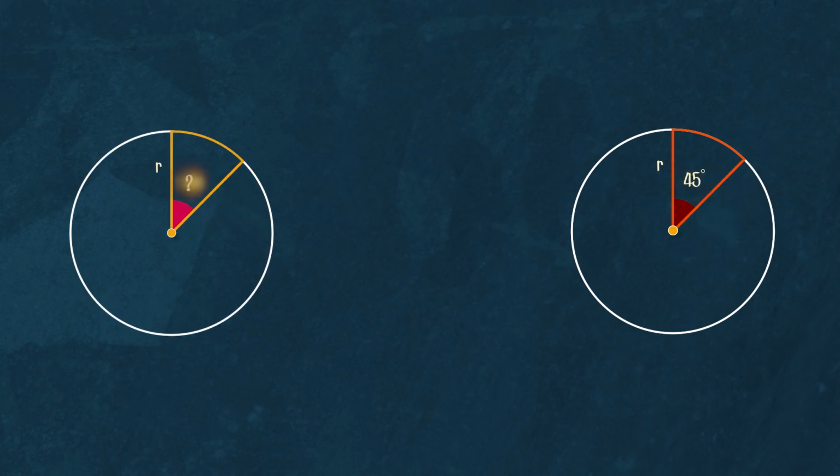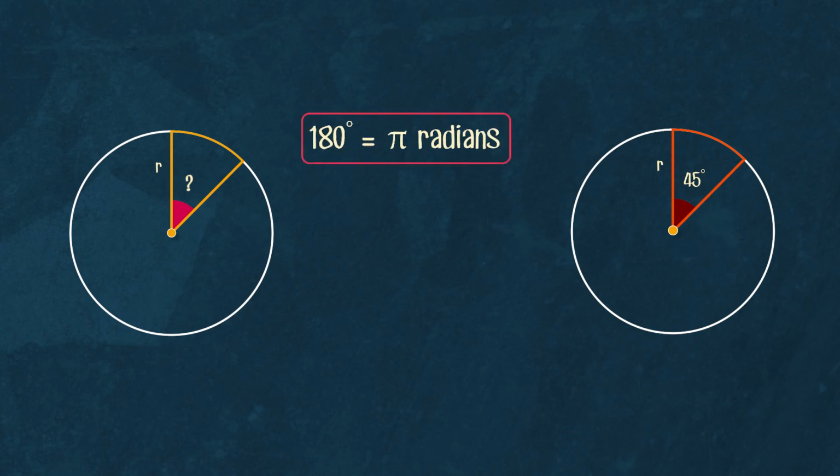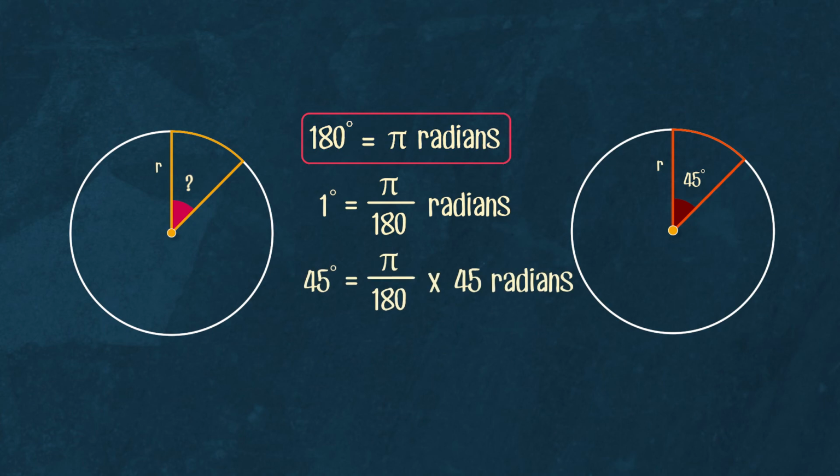How do we express degrees in radians? Let's try it with 45 degrees. With this relationship, we can express degrees in radians. By proportion, it will be pi over 180 times 45, which is pi over 4 radians.